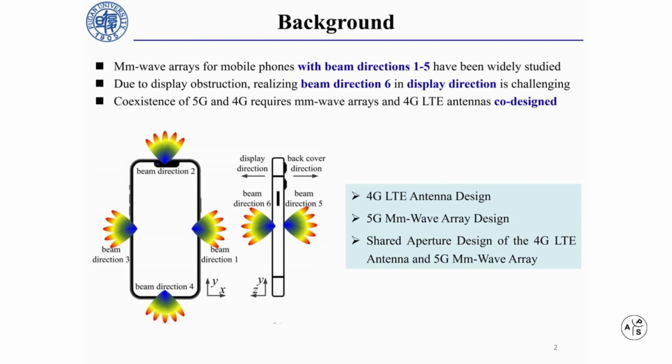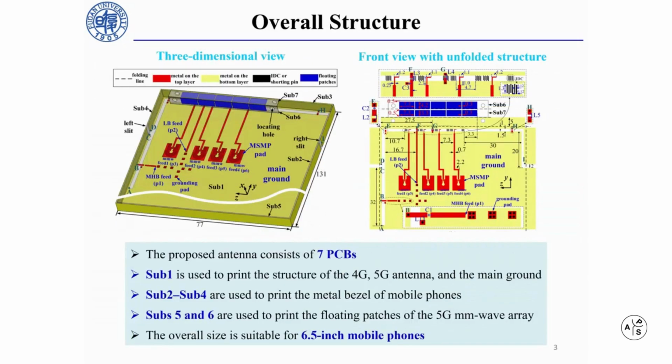The main work consists of 3 parts, namely, 4G antenna design, 5G millimeter wave array design and shared aperture design. Firstly, the overall structure is given here. The proposed antenna consists of 7 PCBs. Sub 1 is used to print the structure of the 4G, 5G antenna, and the main ground. Sub 2, sub 4 are used as metal bezel. Subs 5 and 6 are used to print the floating patches. The overall size is suitable for 6.5-inch mobile phones.